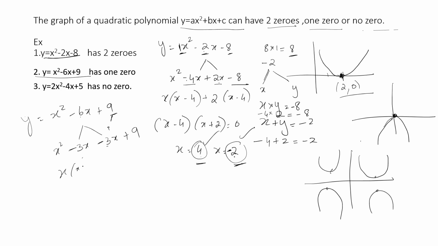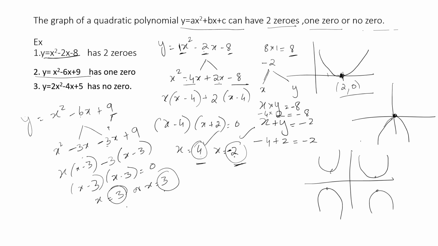So then x into x minus 3, so here also I need x minus 3, so I will take minus 3 outside. So the factors will become x minus 3 into x minus 3. So what are the values? X is equal to 3 or x is equal to 3, okay. So that means the value of x is equal on factorizing. So it will cut at only 1 point. There is only 1 zero, for which there is only one value for which it becomes 0. If I substitute 3 here, it becomes 0, okay.